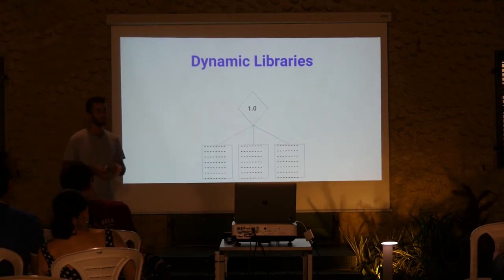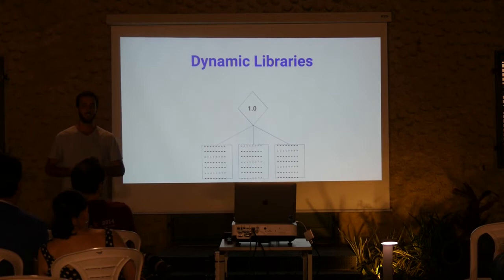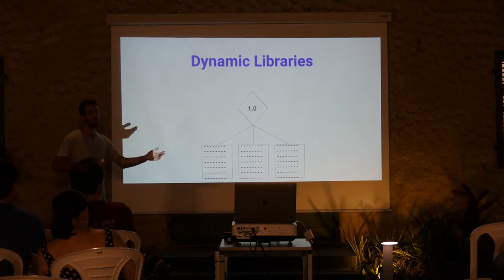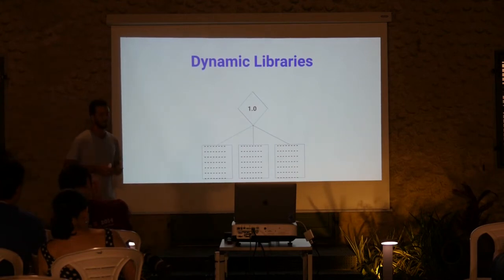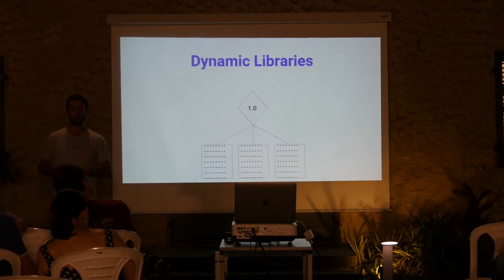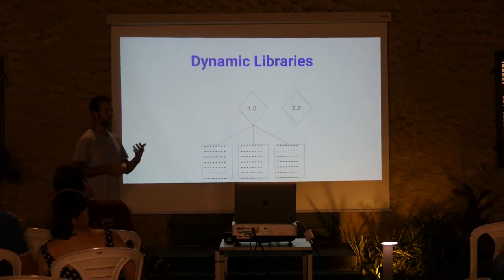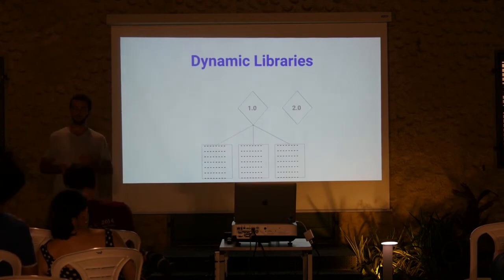So let's see the problem here. Let's say I have a library, version 1.0, and I have some consumers, some smart contracts who use my library. And then I discover a bug, or I want to change my library a little bit. Then I have to deploy a new library with a new address and tell all of my consumers, all the smart contracts, to also change their pointers to point to the new library. This is a real problem.